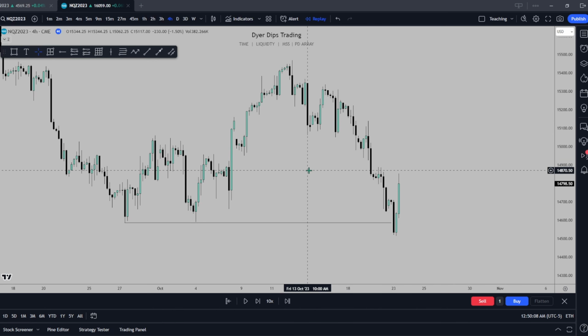We will go over a bullish example quickly as well. So without further ado, let's hop right into that.